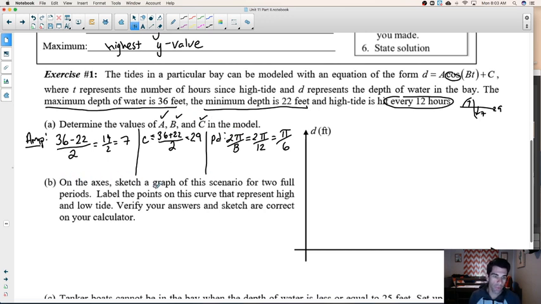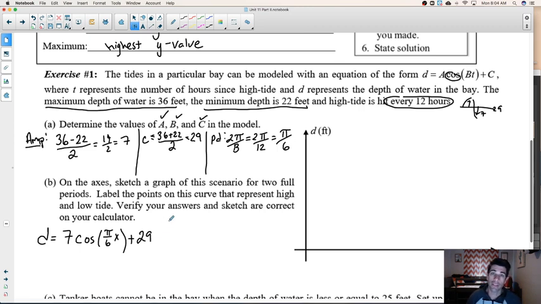So now on the axis below, sketch the graph of this scenario for 2 full periods. Label the points on this curve that represent the high and low tide, and verify your answers and sketch are correct on your calculator. So if we're going to verify the sketch on the calculator, we'd have to put this into an equation, right? So let's substitute our A, B, and C. So the A would be 7 cosine. The B is, we said, pi over 6, times x, plus our midline, which was 29.